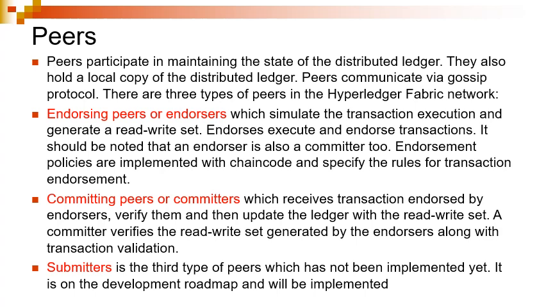The third type of peers in Hyperledger Fabric are submitters. Submitters are the third type of peers, which have not been implemented yet. It is on the development roadmap and will be implemented soon. Such peers are proposed but not implemented, as they are in the development phase. So these are the three types of peers that can exist in Hyperledger Fabric: endorsing peers, committing peers, and submitters.